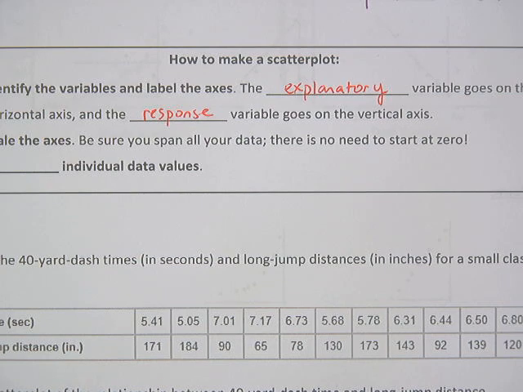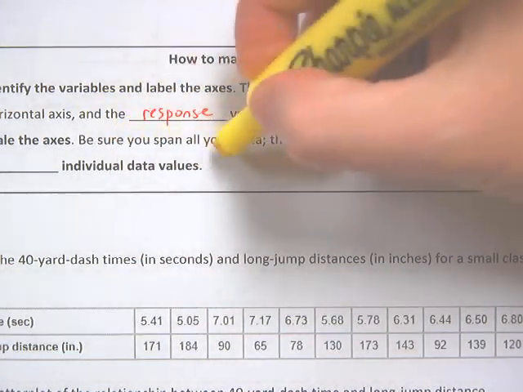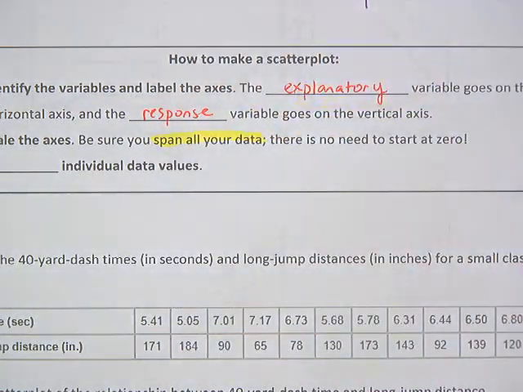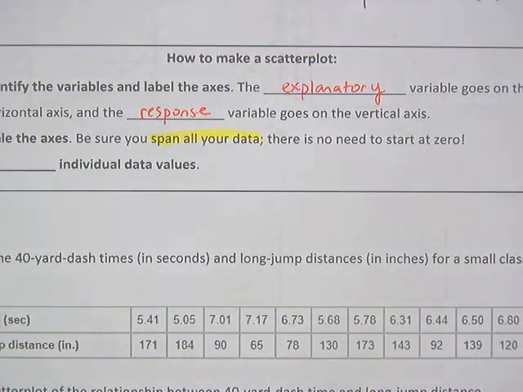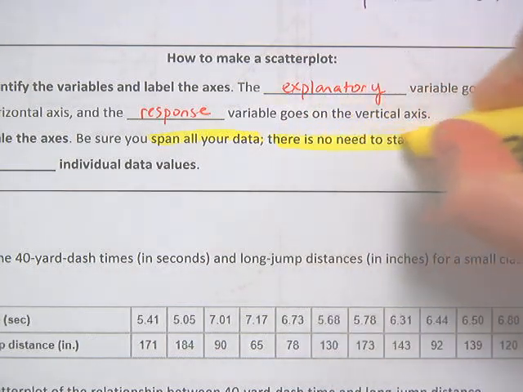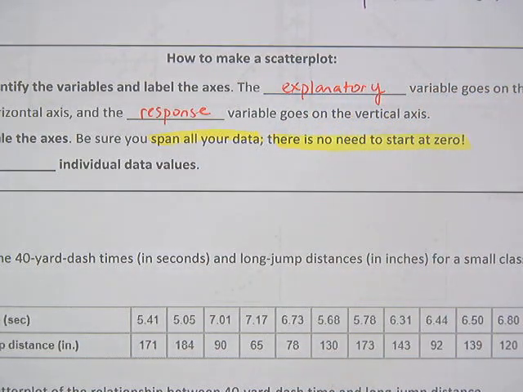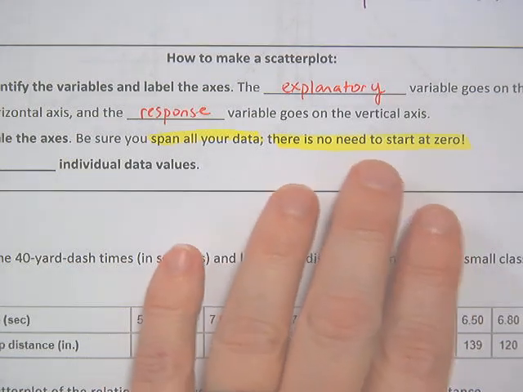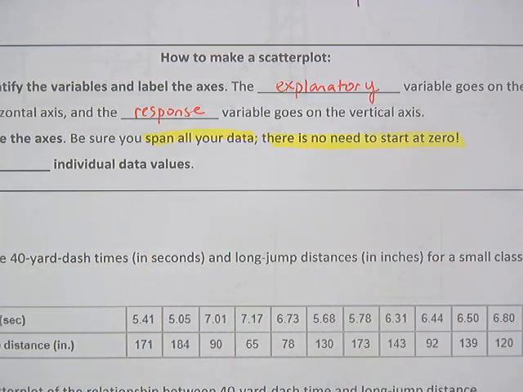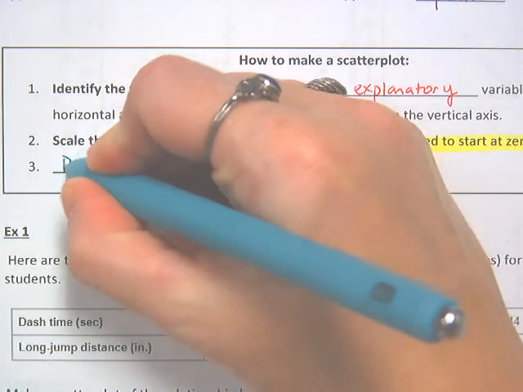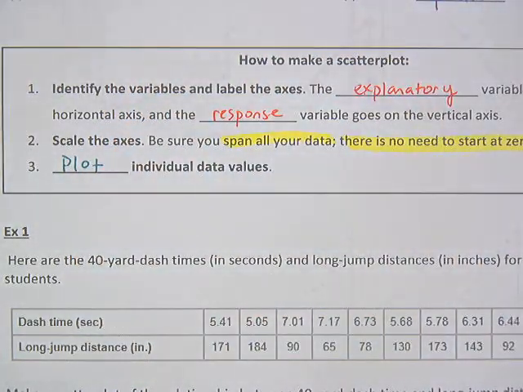You're going to scale your axis. Be sure that you span all of your data. And what that means is make sure your lowest number and your highest number is accounted for. And what's really cool is you don't have to start at 0. So if you're dealing with data up in the hundreds or thousands, look at your lowest and highest value, and that'll kind of tell you where you need to start and stop. And lastly, you are going to plot individual data values. Remember, those points represent the individuals.